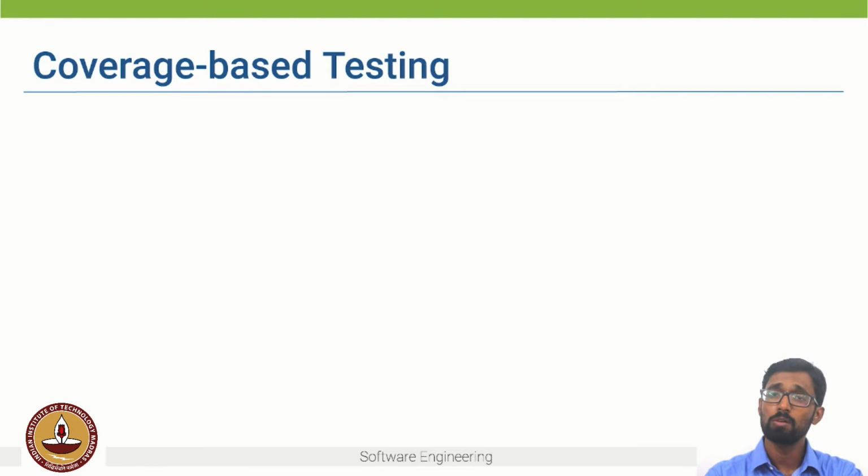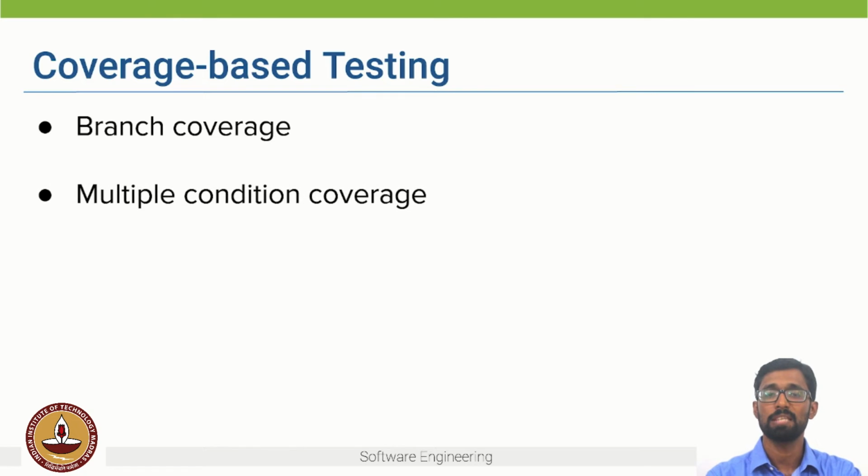This is known as coverage based testing, and there are primarily three ways. One is to do branch coverage, second is multiple condition coverage, and another way is to do path coverage. Let's look at each of these in detail.